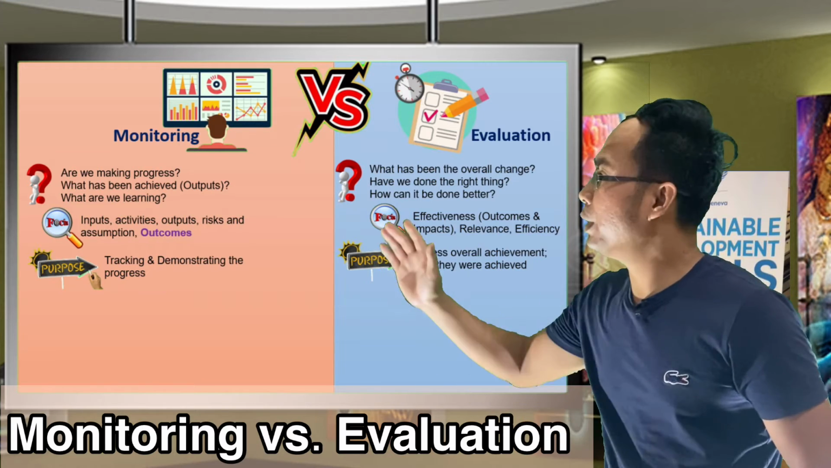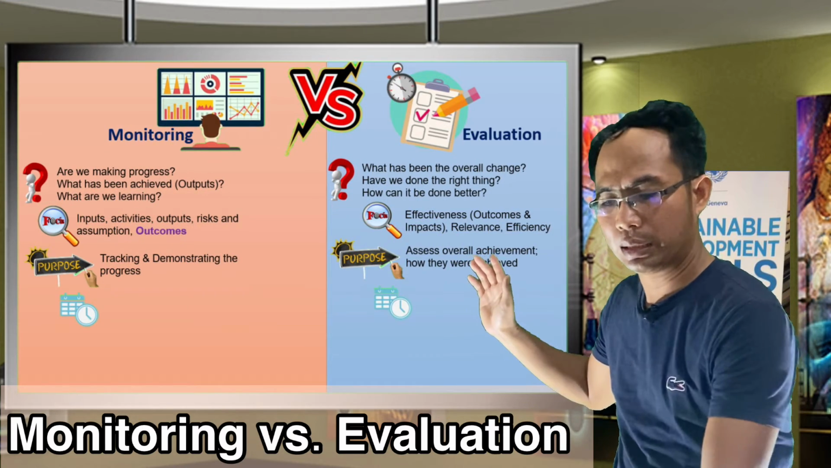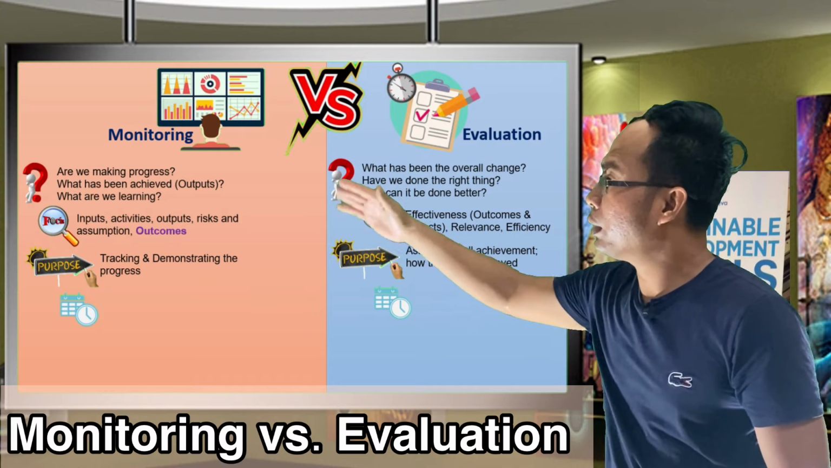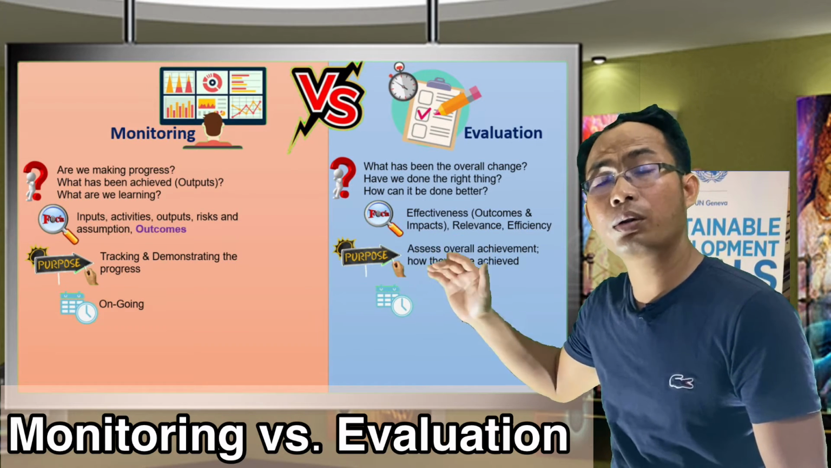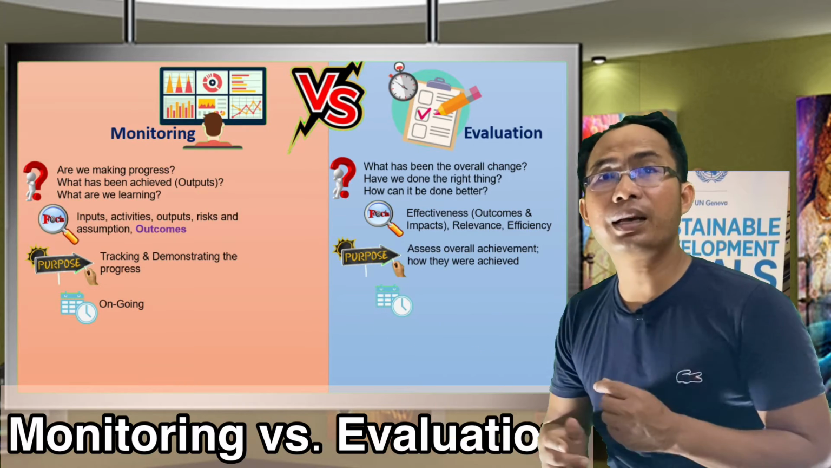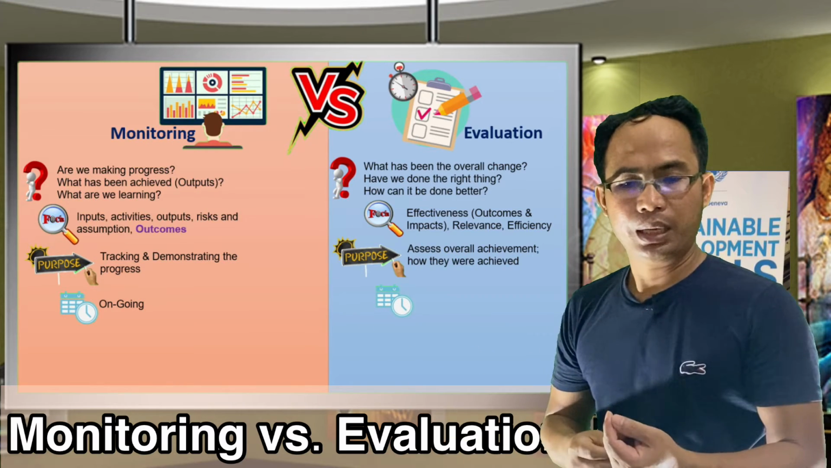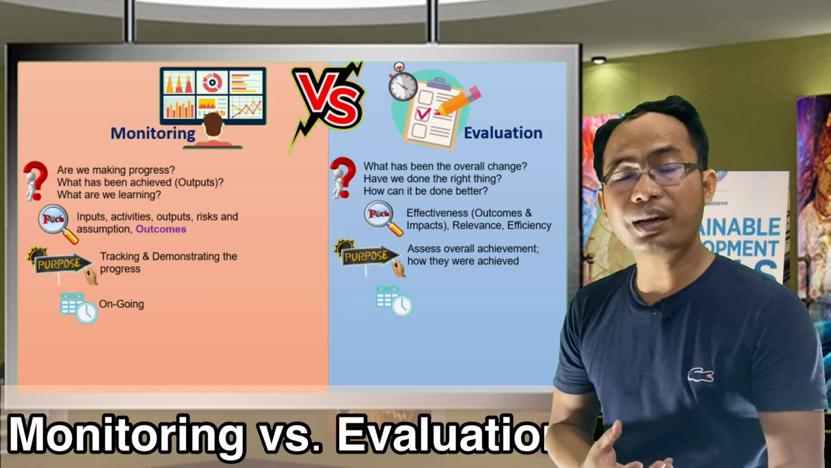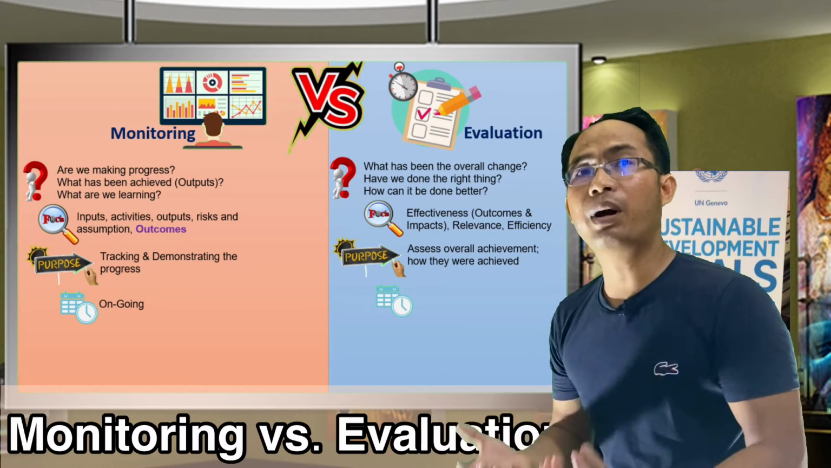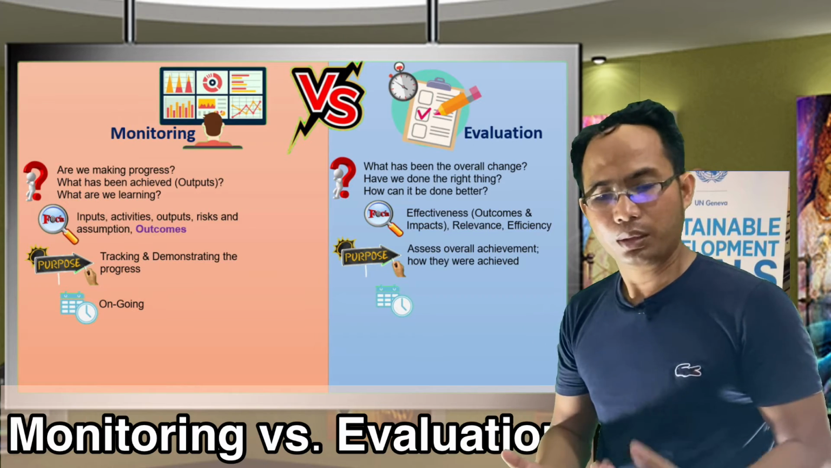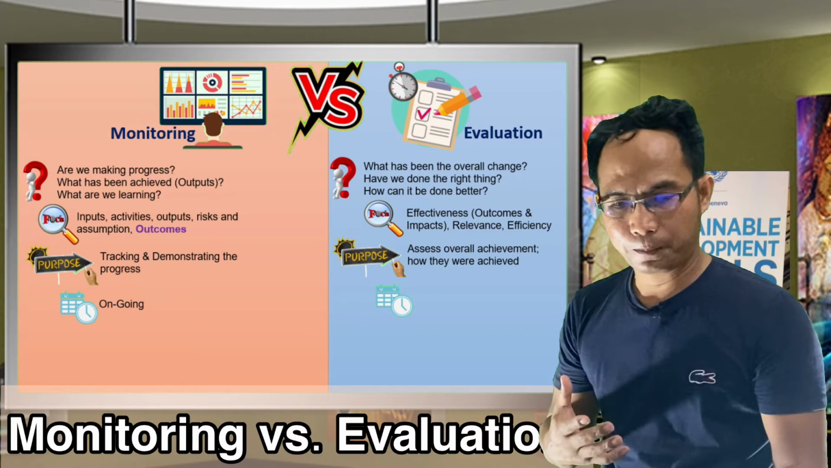Next one is about the frequency. Project monitoring is an ongoing activity. This kind of routine activity, collecting data, tracking data, demonstrating the progress, we're doing it every day, every month, every quarter. So it's an ongoing activity.